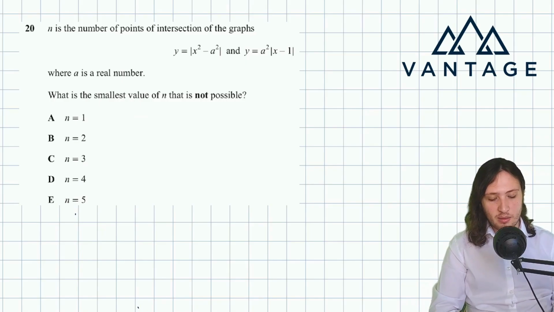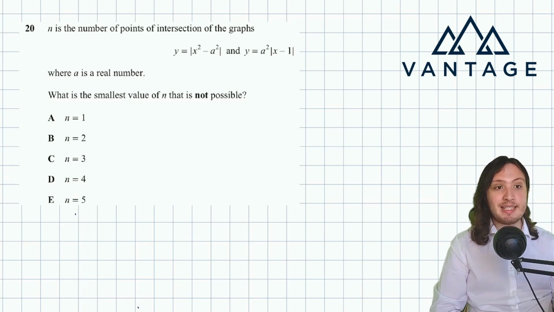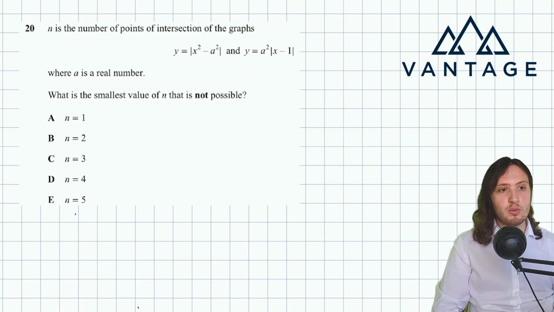In this question, we're told n is the number of intersections between these two fairly simple modulus graphs. A is a real number, and I guess we're supposed to imagine A taking different values to give different possible numbers of intersections. We need to decide what's the smallest impossible value of n. So what's the smallest number of intersections which cannot be achieved across all A.